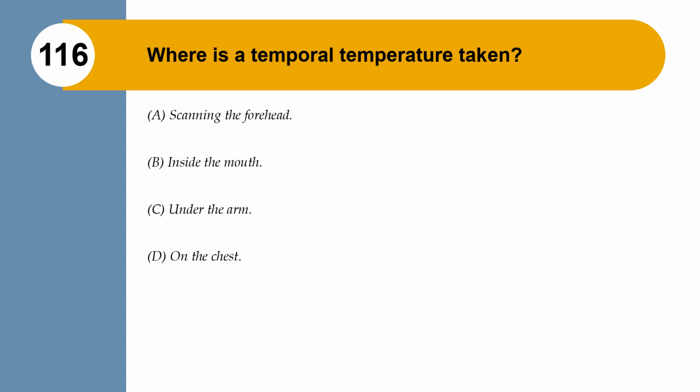Question 116. Where is a temporal temperature taken? Option A, scanning the forehead. Option B, inside the mouth. Option C, under the arm. Option D, on the chest.